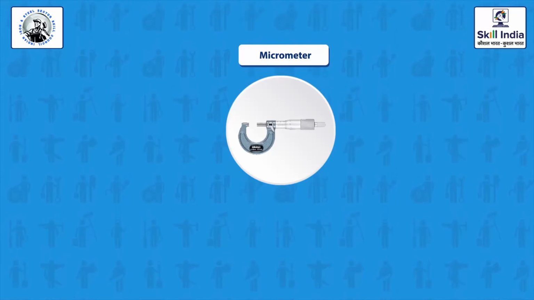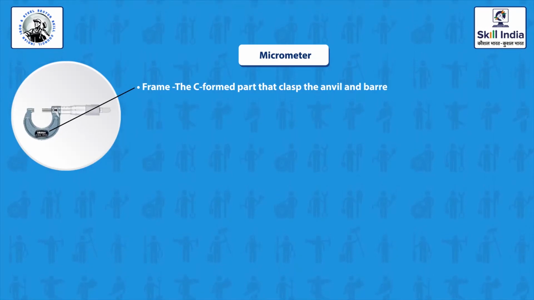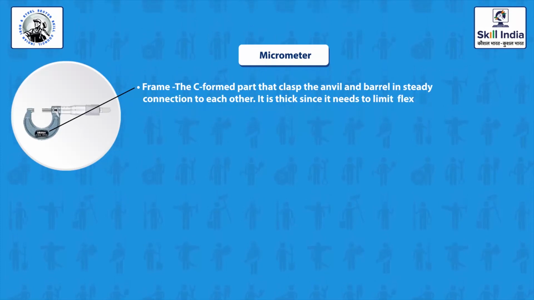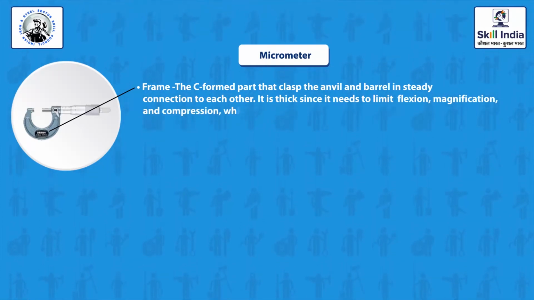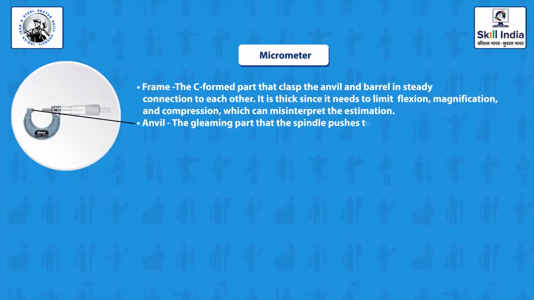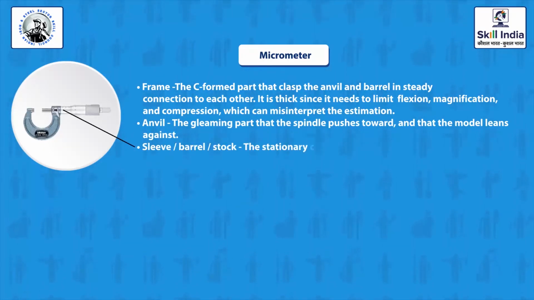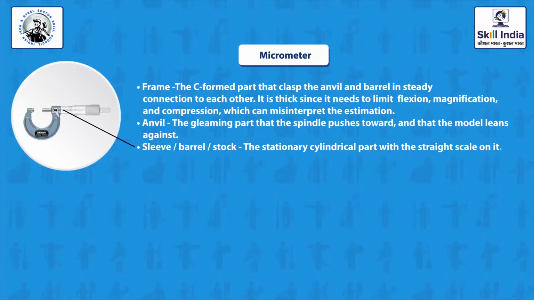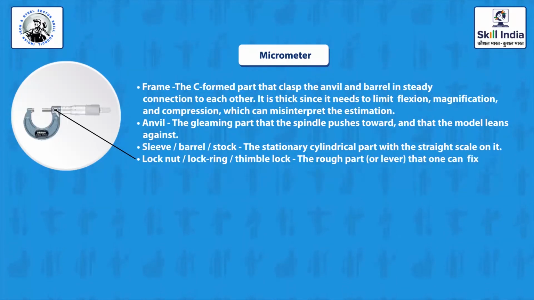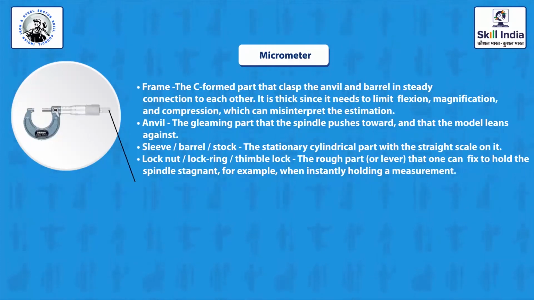Now let us check the different parts of the micrometer. Frame, the C-shaped part that holds the anvil and barrel in steady connection to each other. It is thick since it needs to limit flexion, magnification and compression, which can misinterpret the measurement. Anvil, the shiny part that the spindle pushes toward and that the model leans against. Sleeve or barrel or stock, the stationary cylindrical part with the linear scale on it. Lock nut or lock ring or thimble lock, the knurled part or lever that one can fix to hold the spindle stationary, for example, when holding a measurement.